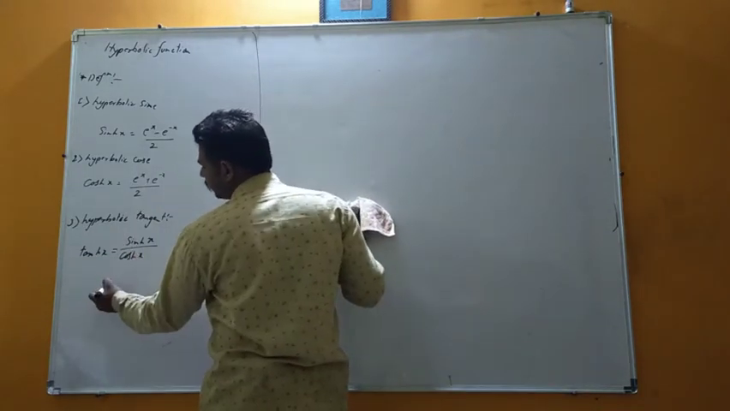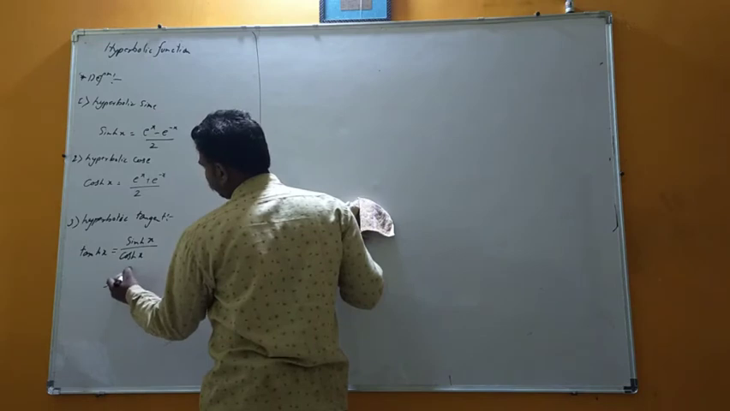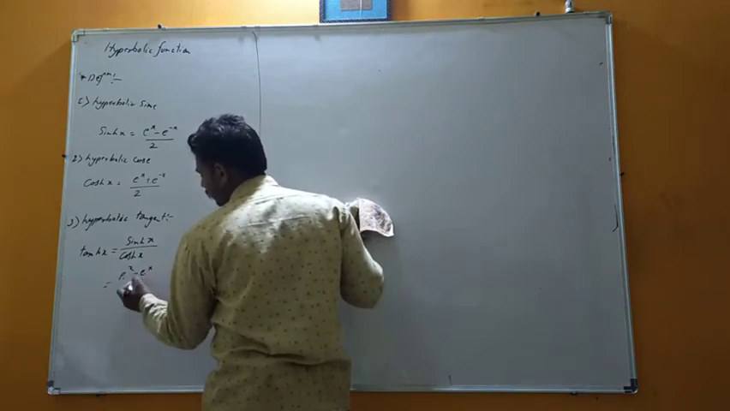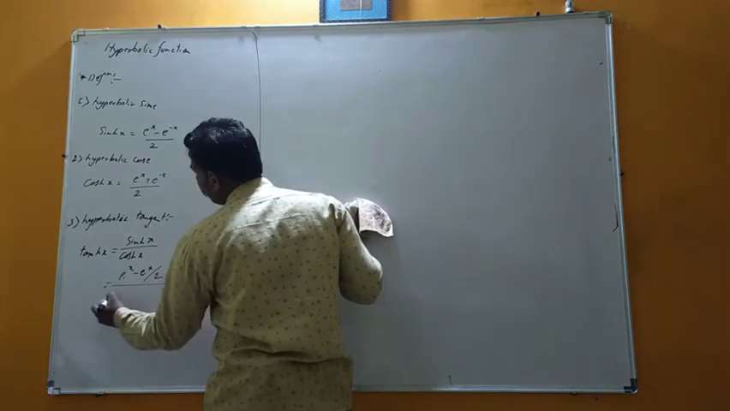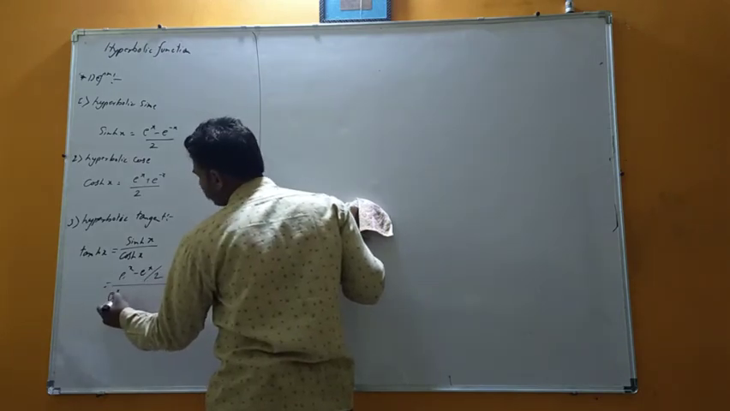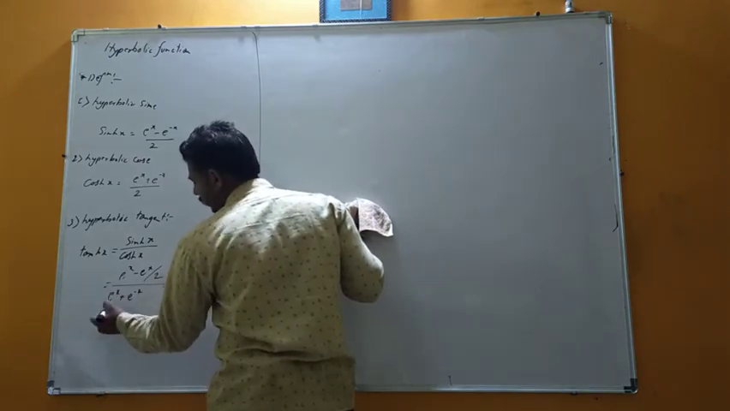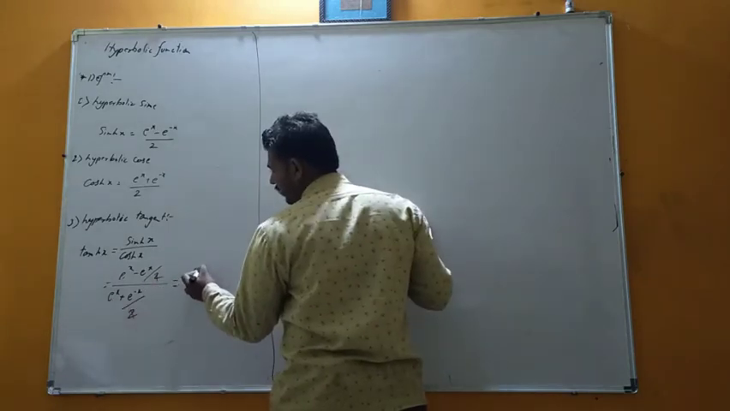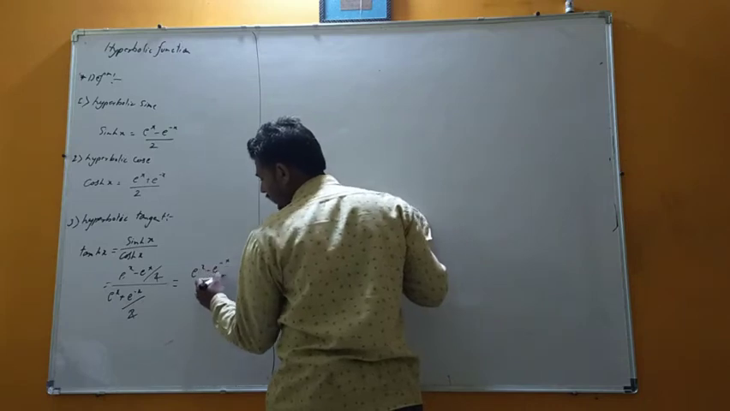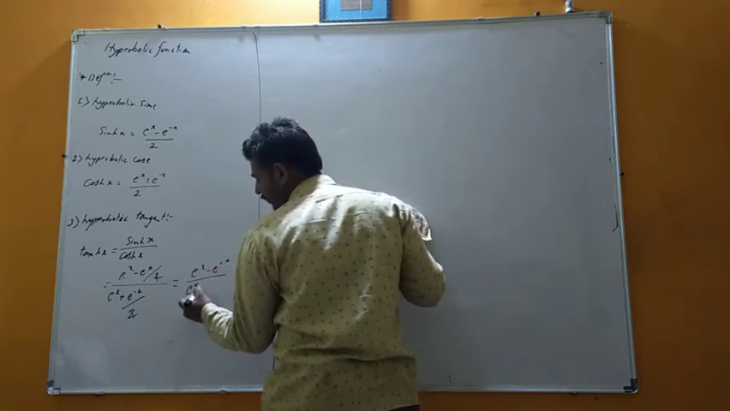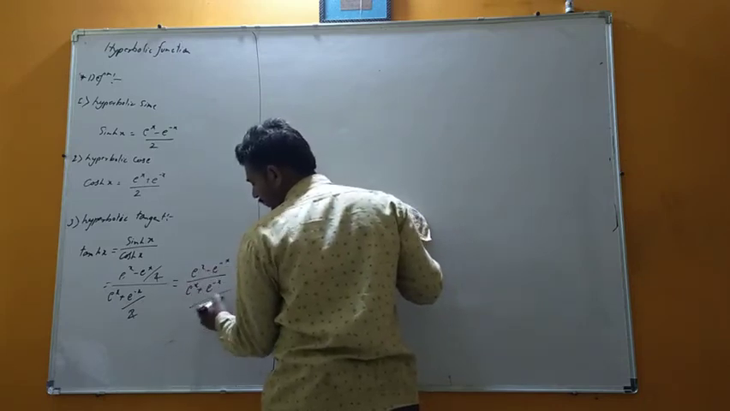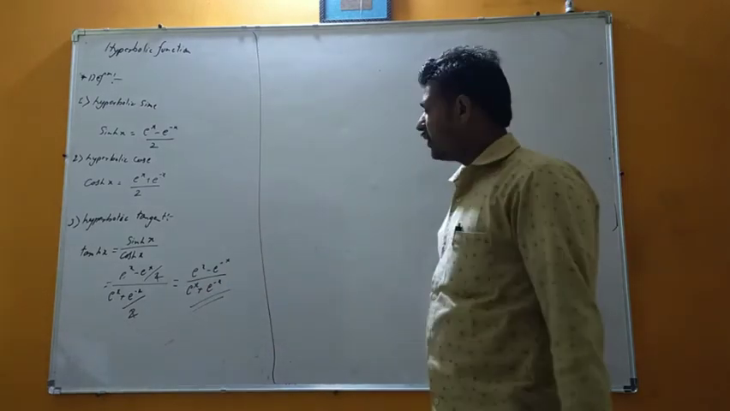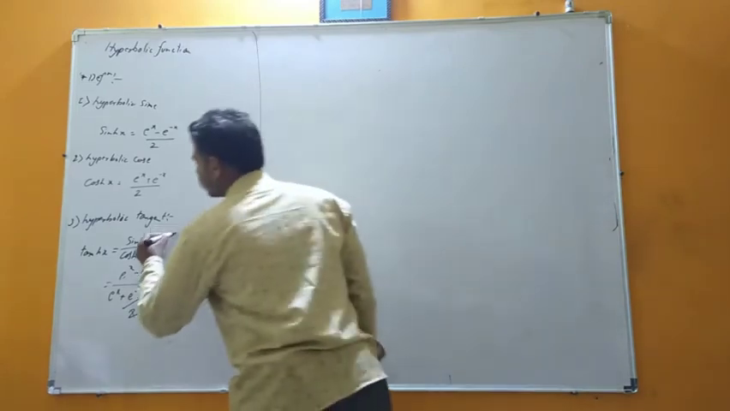If we further solve it, we get e raised to x minus e raised to minus x, upon 2, upon e raised to x plus e raised to minus x upon 2. This 2 gets cancelled and we have e raised to x minus e raised to minus x upon e raised to x plus e raised to minus x. This we can define as the hyperbolic tangent. We require this formula only.